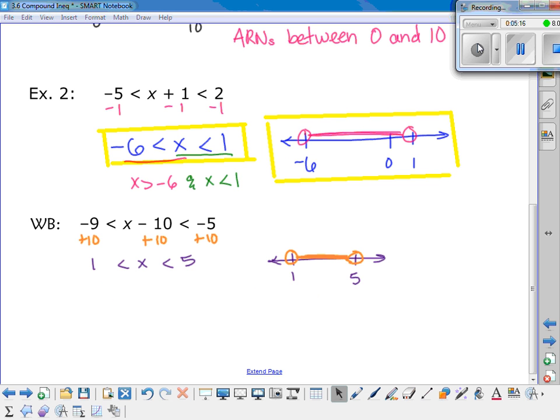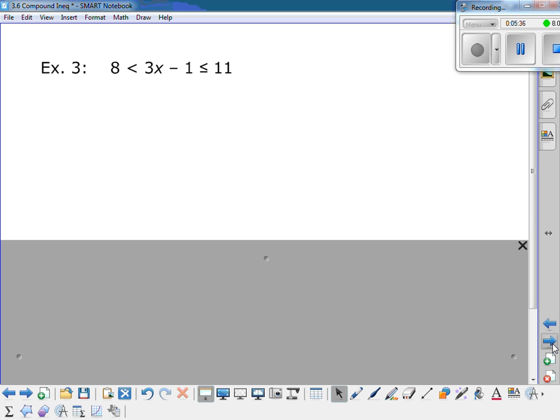All right, so most of you who did it got it right. You had to add 10 to all three parts, and you get 1 is less than x, which is less than 5, so it's all real numbers between 1 and 5. All right, this one's for your notes.